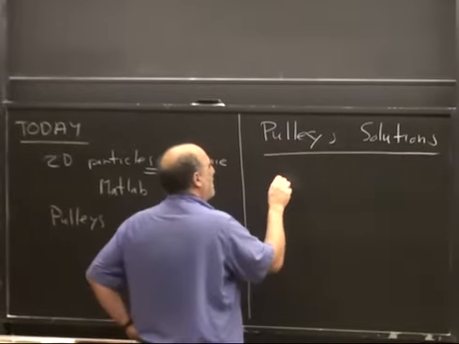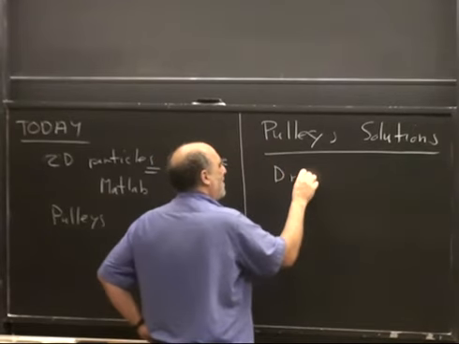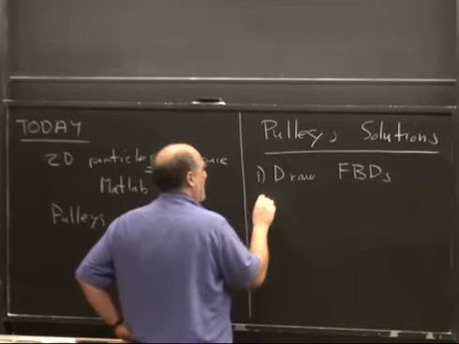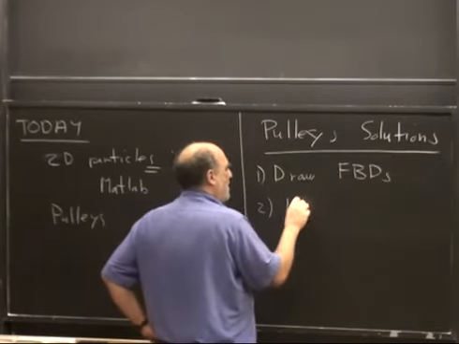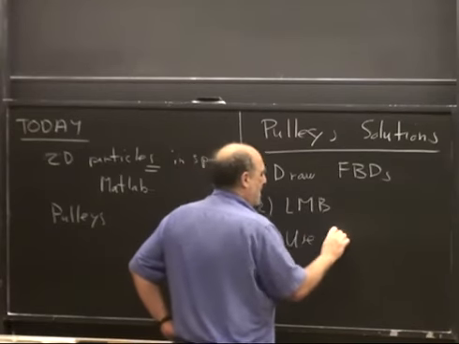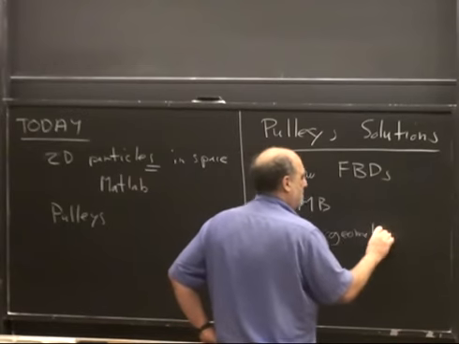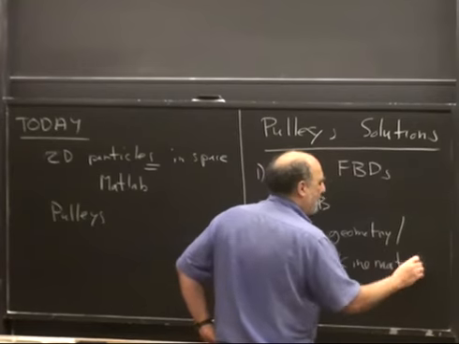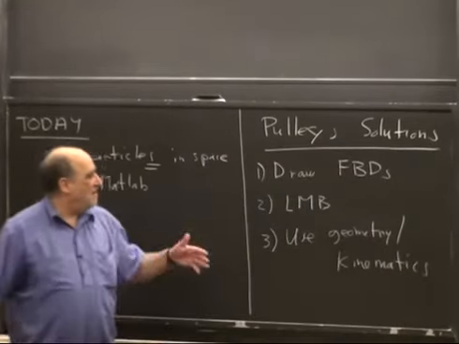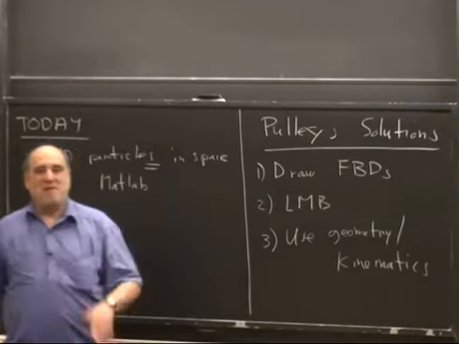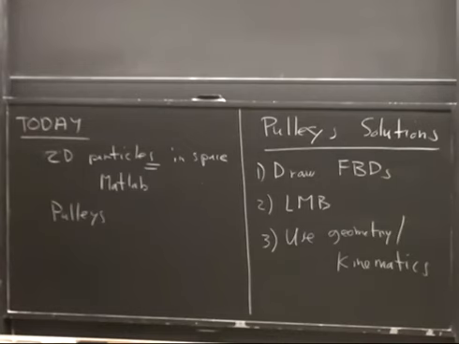So our basic pulley solution is, one, draw free body diagrams, two, use linear momentum balance, and three, use geometry and kinematics. In terms of mechanics problems having three pillars in them, there are the laws of mechanics, which is here, geometry, which is here, and material properties. The material properties are so simple in this problem, inextensible strings, you don't really see them in the equations.